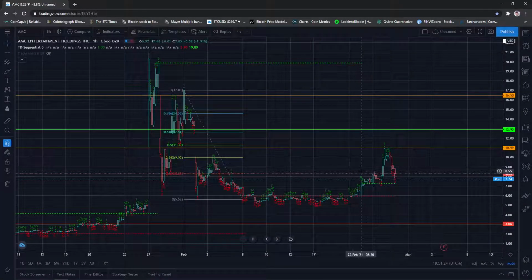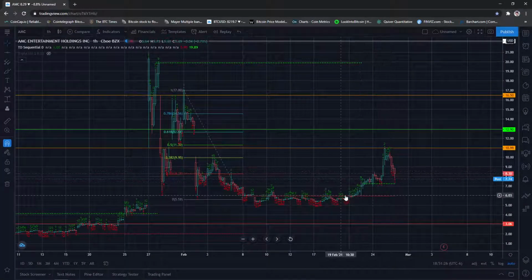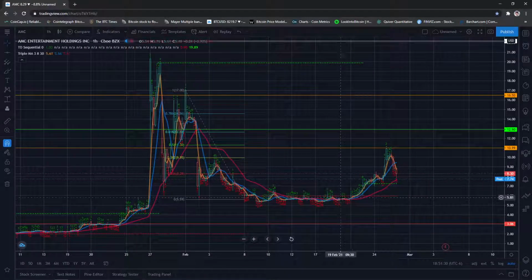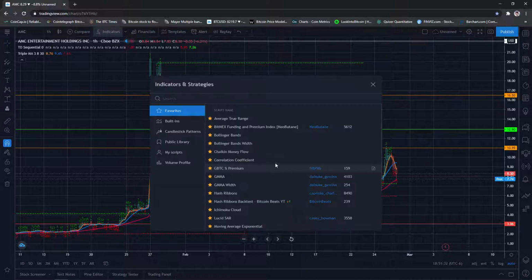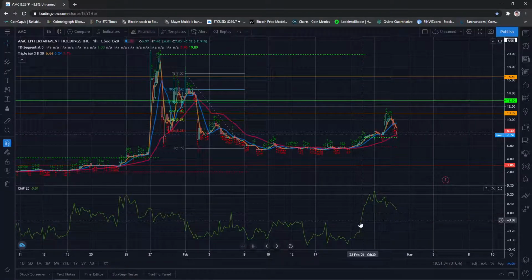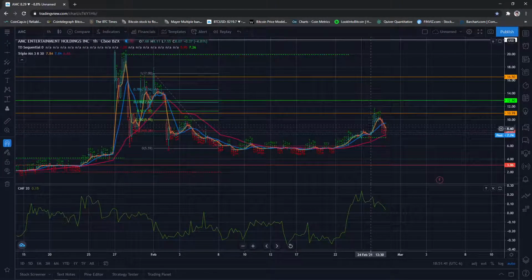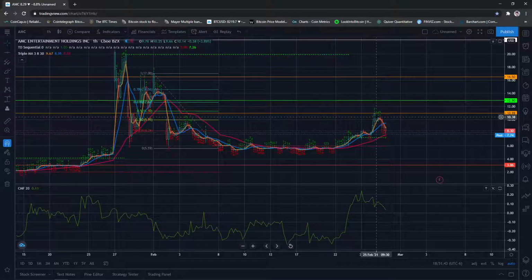No, it ran up. I was in on AMC because technically we had this consolidation. We broke out based on this right here, and we had a CMF that was trending up. This is showing me that there's buyers coming in. This looks good. Technically, on my indicators, I entered. I exited because there's just too much FOMO.